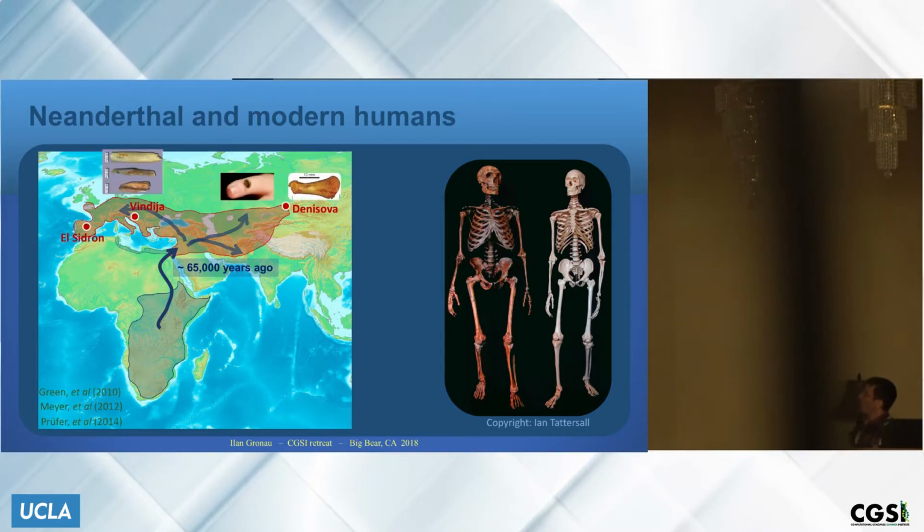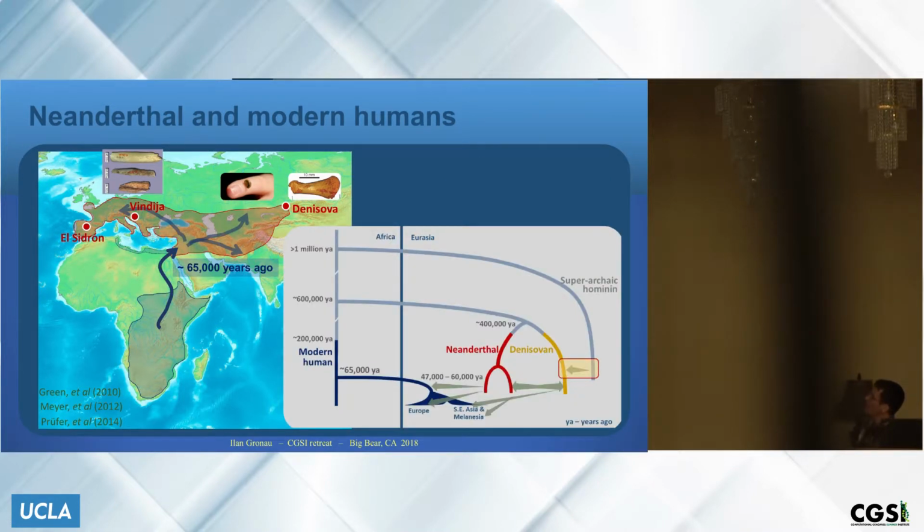And now with the advent of ancient DNA sequencing, we could actually look at Neanderthal DNA and see if we see signs of gene flow from, say, Neanderthals to present-day humans. As probably a lot of you know, we now have several samples of Neanderthals from different parts of their geographical distribution.